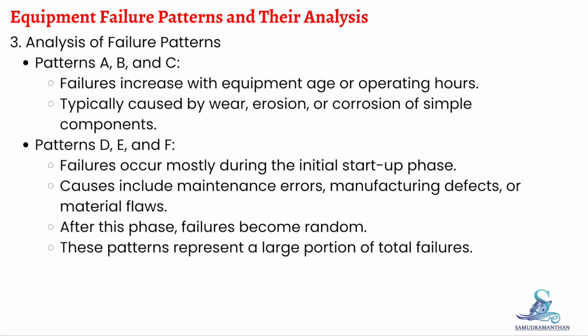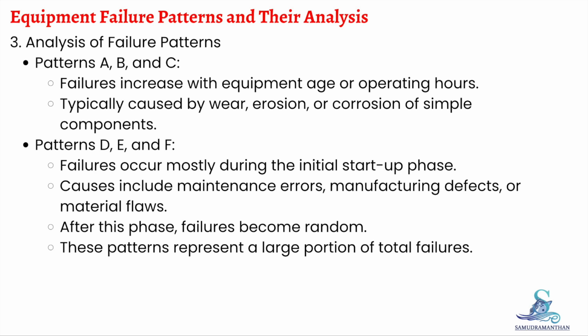Now let's analyze what these patterns tell us. Patterns A, B, and C show failure rates increase as the equipment ages, either due to wear, erosion, or corrosion. These are typically related to simple mechanical components. Patterns D, E, and F show the most failures occur during the initial startup or early life of equipment. These failures often arise from manufacturing defects, maintenance errors, or material flaws. After this early period, the failure rate tends to become random and steady.